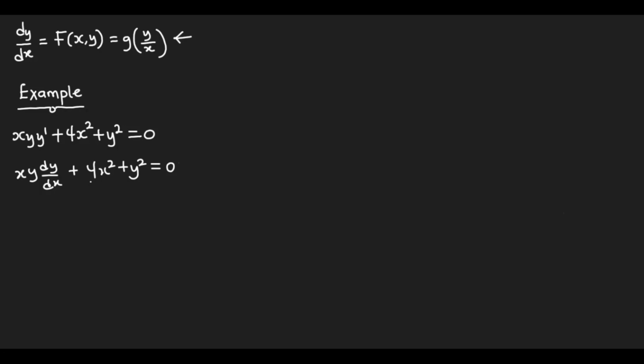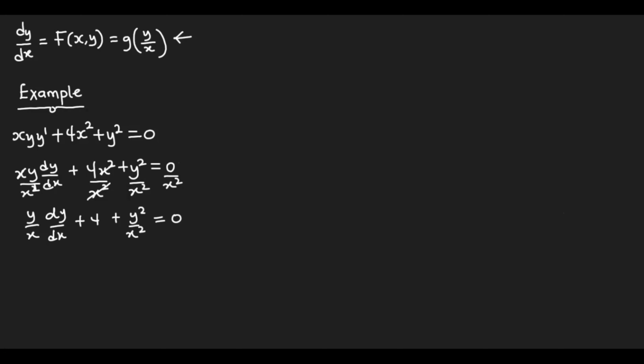So what I'll do next is that I will divide each term by x squared. Okay, so let's do this. This will cancel out this, and then this x will cancel out one of the x here. So you're going to have y over x dy/dx. I'm doing this so that you can write the differential equation in a way that will look like the general form that I have here. So we are going to have dy/dx plus 4 plus y squared over x squared, and this will be equal to 0.